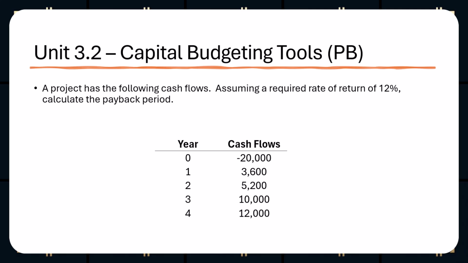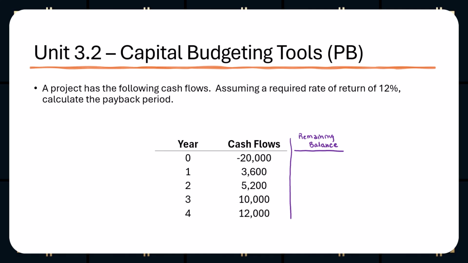A project has the following cash flows. It's actually identical to the prior problem. So all we're going to do now is calculate what is known as the payback period. To do this, we want to generate an extra column here. And I generally call this extra column the remaining balance. Because remember, with the payback period, what we're trying to do is recover the initial cash flow, to be specific.